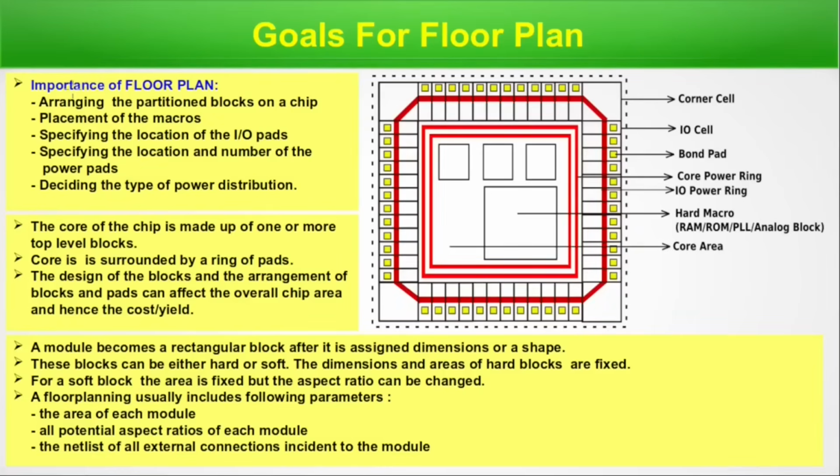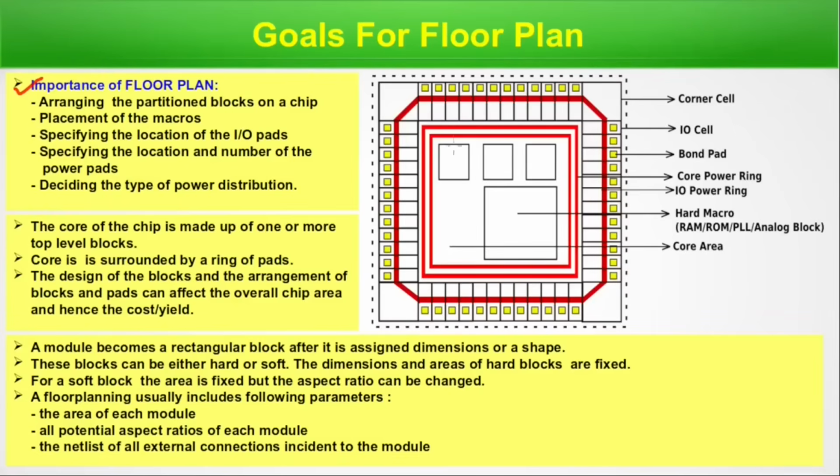Now, importance of floor plan. Why is floor planning so important? Because of arranging the partition blocks on a chip. Once we are done with partitioning, we have some blocks, we have to arrange them in this area. This is the core area. We have to utilize this place. Placement of macros: there are multiple macros, how they are placed so that overall area is optimized and interconnections should not be very long. Otherwise, IR drop will be higher.